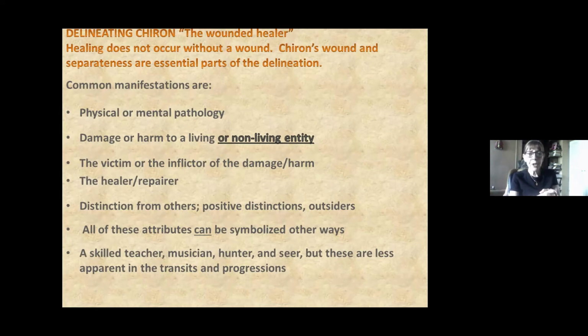It's also important to remember that Chiron is any distinction from others. Positive, negative, they are distinct from others, they're outsiders. And all of these attributes can be symbolized in other ways. Now, Chiron has other qualities, skill, teacher, musician, hunter, but these are less apparent in the transits and the progressions.